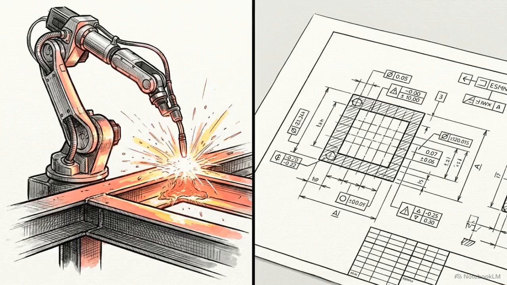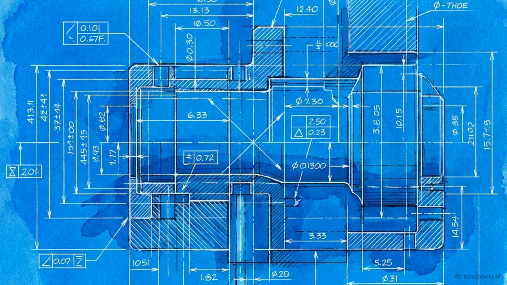Now that we know how physical machines shape our world, we need to understand how we communicate with them. In our next episode, we decode the hidden language engineers use to specify exact dimensional limits, the language of GD&T.